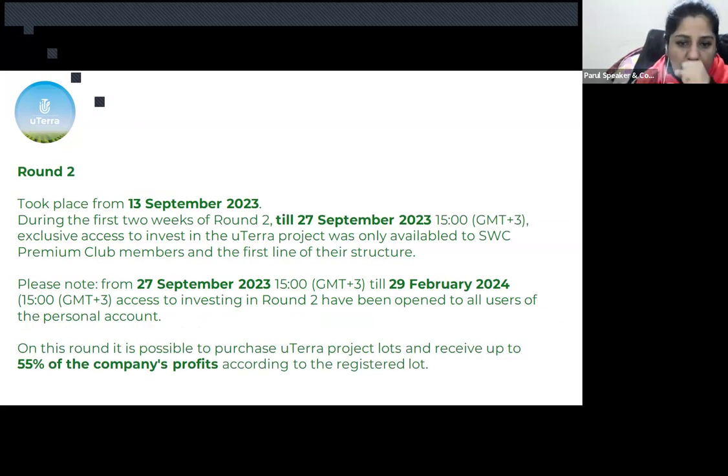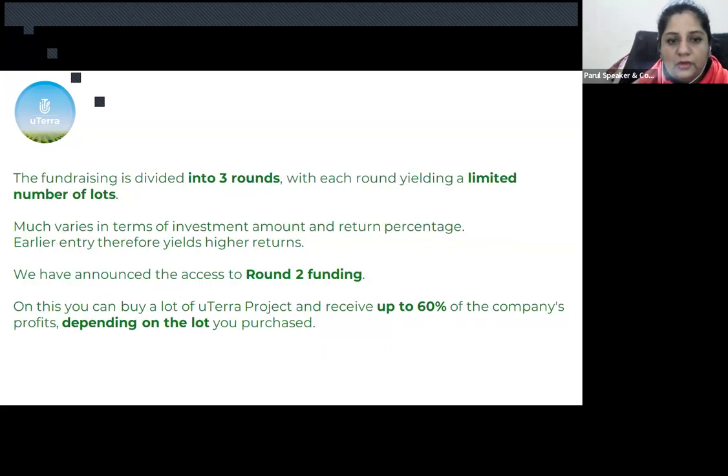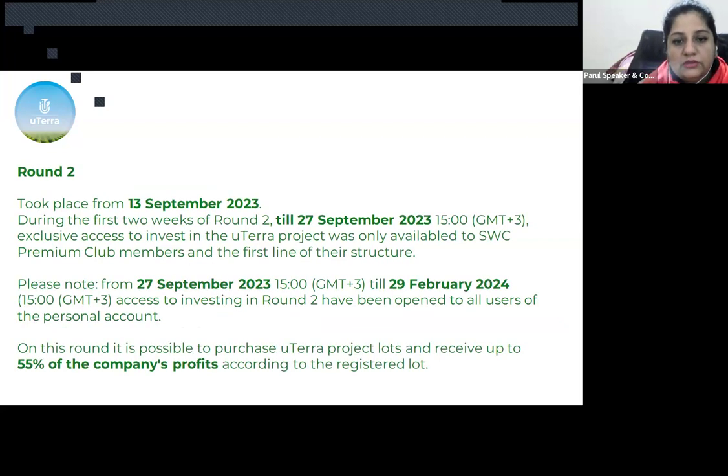So it was for the 60% was for the round one. Yes, for round two, it took place in 13 September 2023 and lasted till 27 September 2023. But it's going on at the request of the people, and we see the people are very much interested in that. So it lasted till 29th February, right? In the first few slides, I have shown that it lasted till 29th February 2024. So still round two is going.